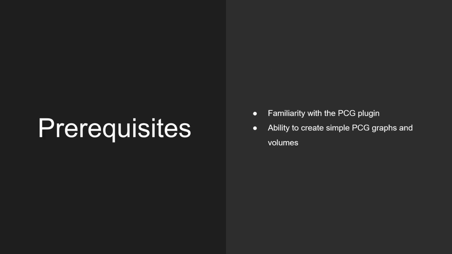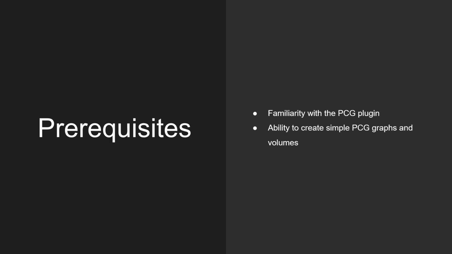Certain prerequisites will be necessary for better understanding the contents of this tutorial. Number one, familiarity with the PCG plugin. You should be familiar with the basics of working with PCG. These include topics like, for example, how to enable the PCG plugin, what are samplers and why are they utilized, what are points and what is point density. So essentially core topics and mechanics that relate to PCG.